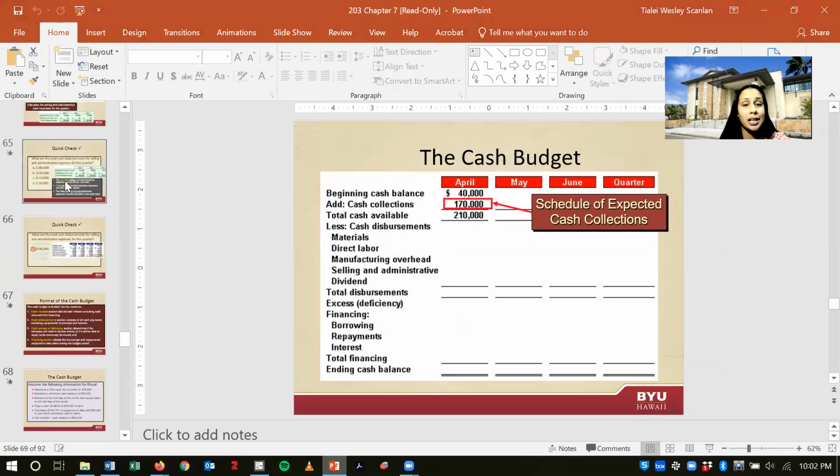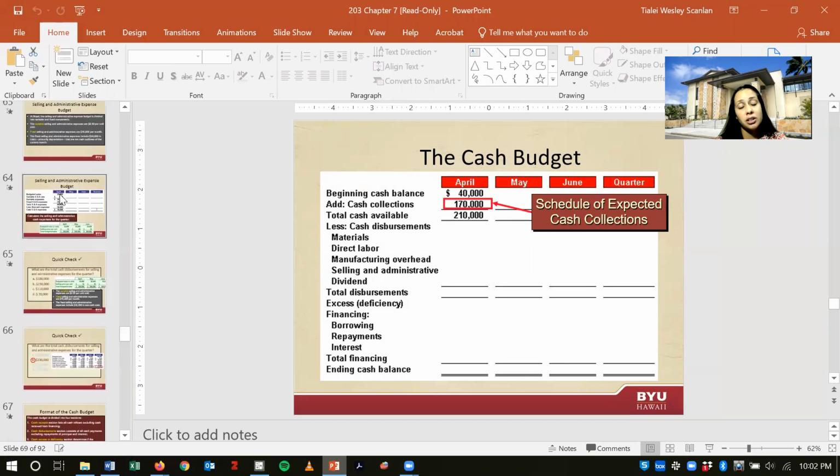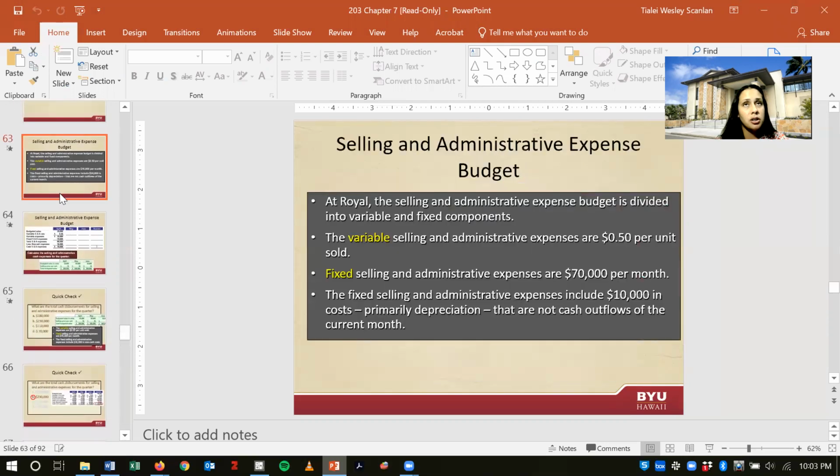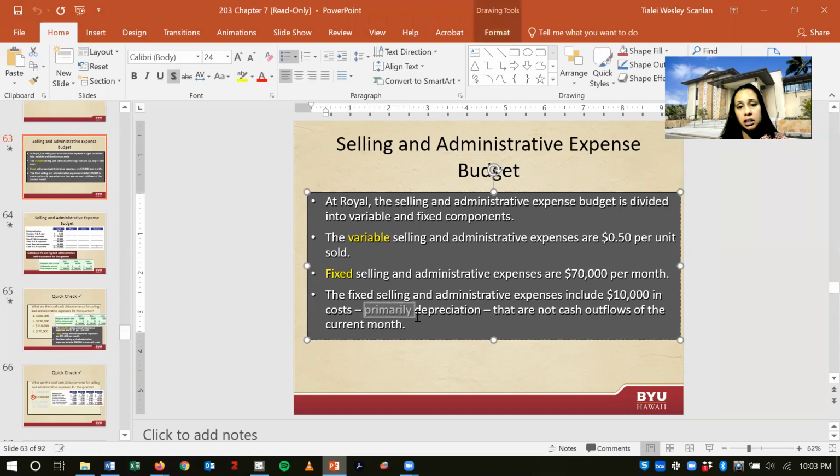So we could straight line depreciate our car over 7 years, and we would take the asset amount and divide that by 7 years if it had 0 salvage value, and we could depreciate it over 7 years, for example. So it's non-cash, right? Whenever we have depreciation expense, we would credit accumulated depreciation. So non-cash there. Primarily depreciation, they are not cash outflows of the current month.